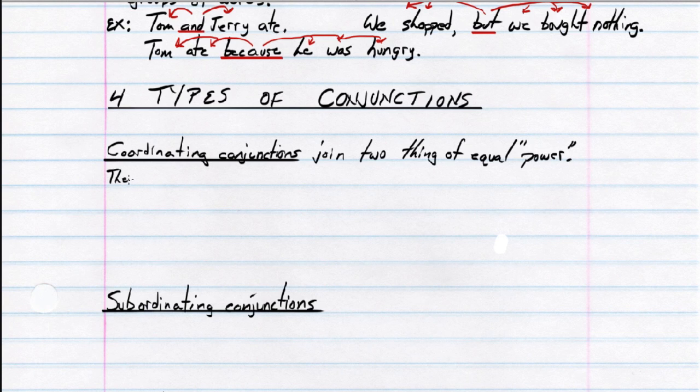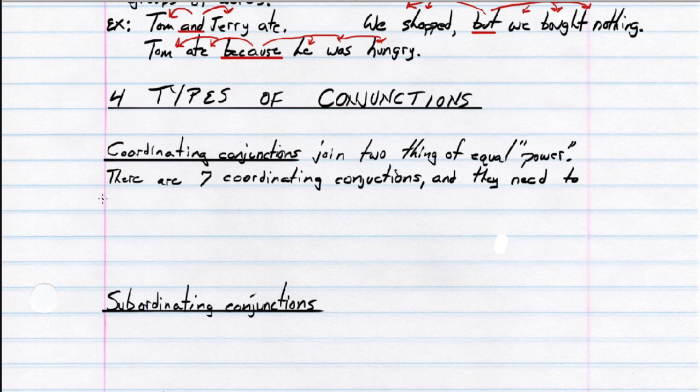Then I'd like you to write down this. There are seven coordinating conjunctions, and they need to be memorized. They are, and then a colon. So coordinating conjunctions join two things of equal power. There are seven coordinating conjunctions, and they need to be memorized. I'm not kidding about that. We'll practice it here in a second. Let me tell you what they are first.